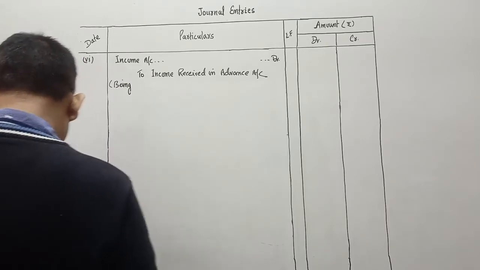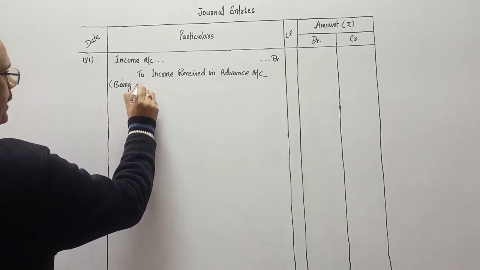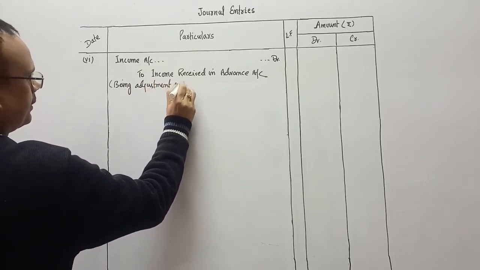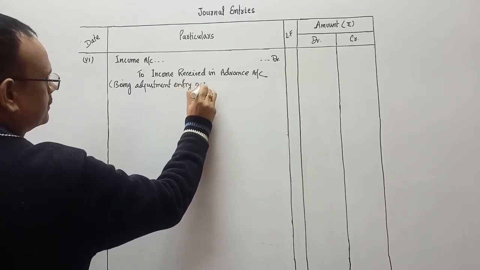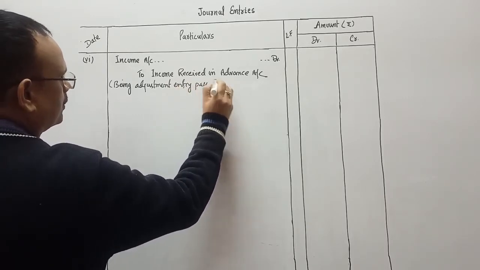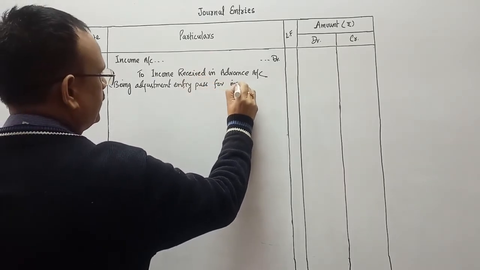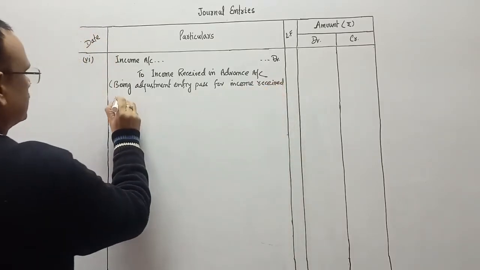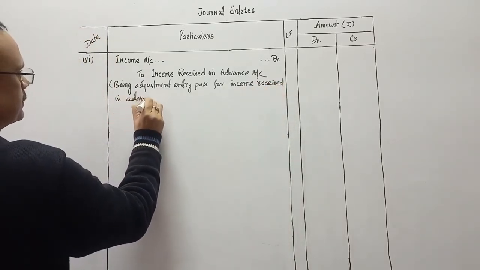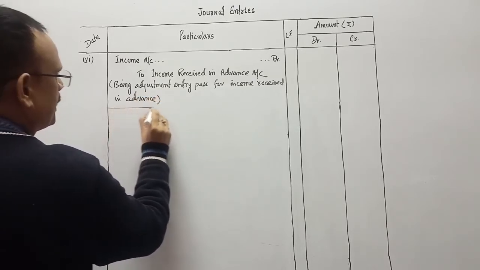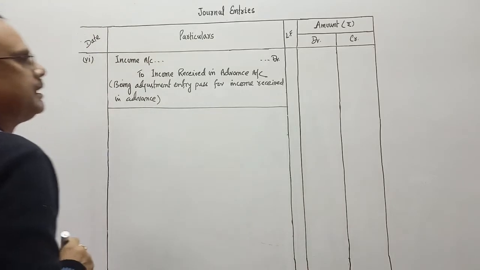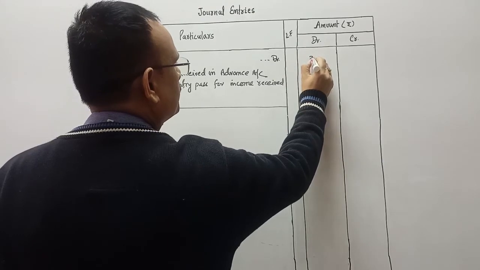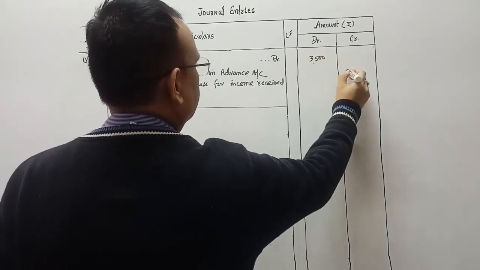Being adjustment entry passed for income received in advance. Suppose imaginary item as imaginary amount, I am going to write it 3500.